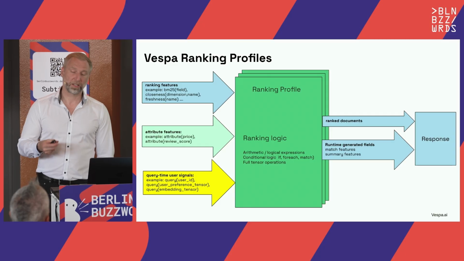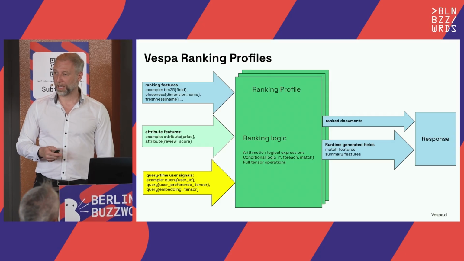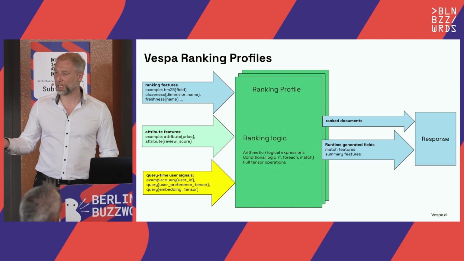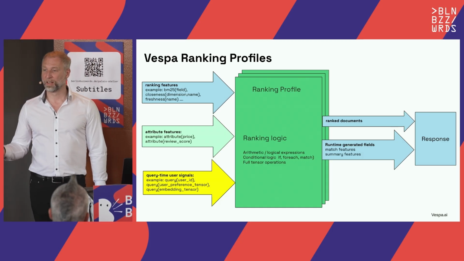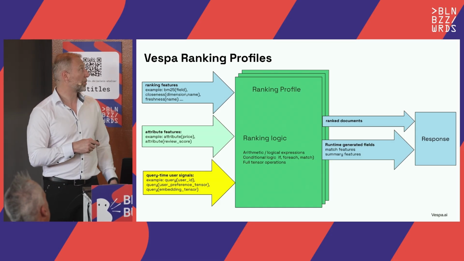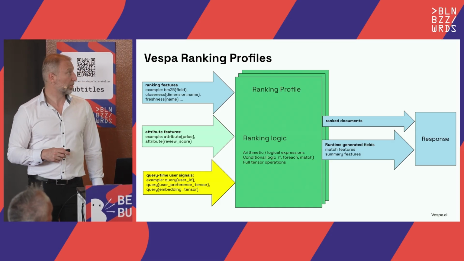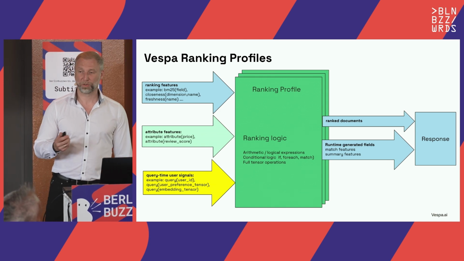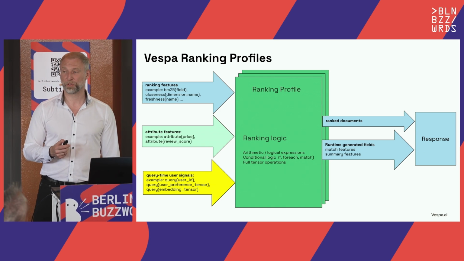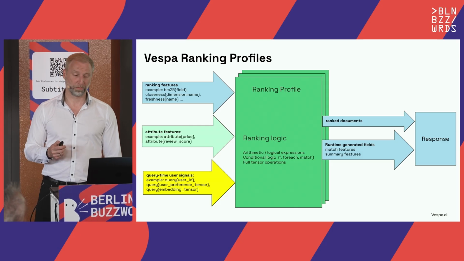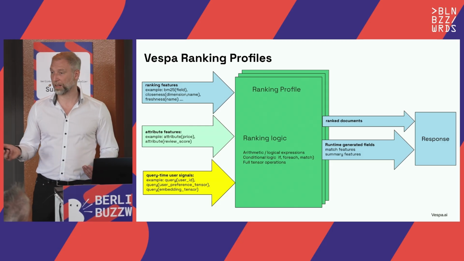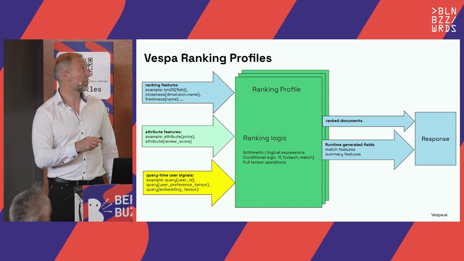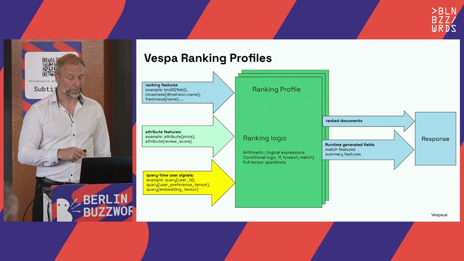Attribute features come from the fields, from the data directly. So if you have dates, user profile names, or whatever kind of data, or distance, geolocations, anything can be passed from the document itself. And then we also have query time user signals. Those are the variables which you pass to the query as tensors or scalars or text. Whatever you want to pass here, we can do. Then this is the Vespa ranking profile logic.